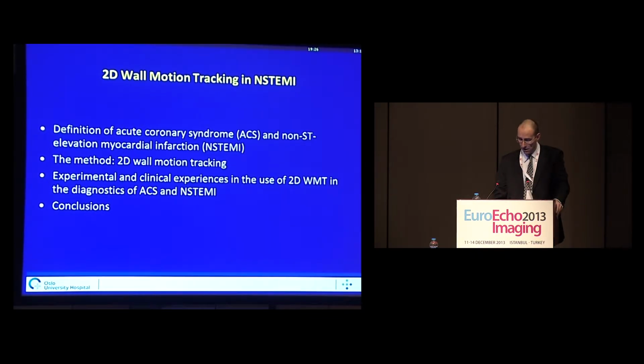First, I will define acute coronary syndrome and non-ST elevation myocardial infarction. Then I will explain how the method 2D wall motion tracking works, and then I will discuss the experimental and clinical experiences in the use of 2D wall motion tracking in the diagnostics of ACS and NSTEMI. And then I will wrap up with my conclusion.